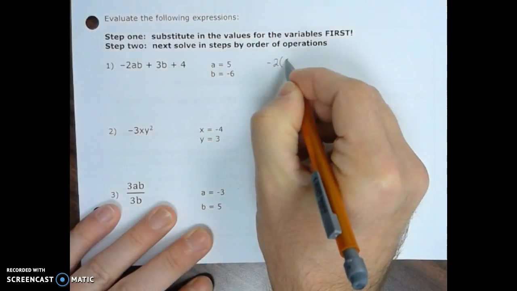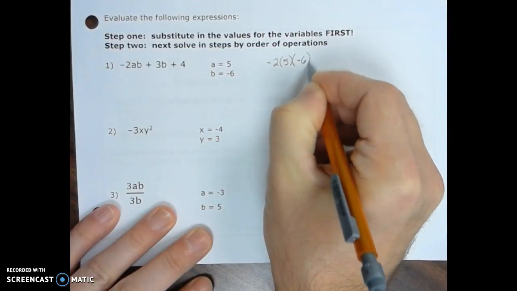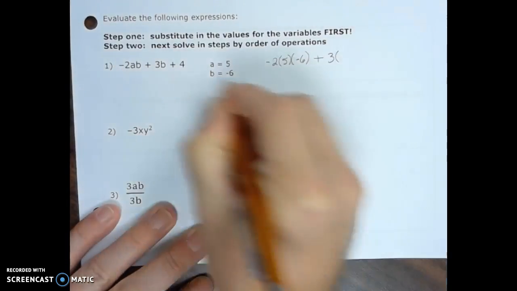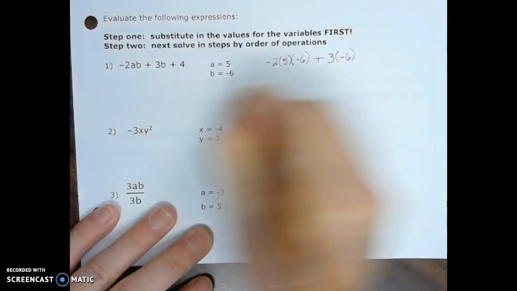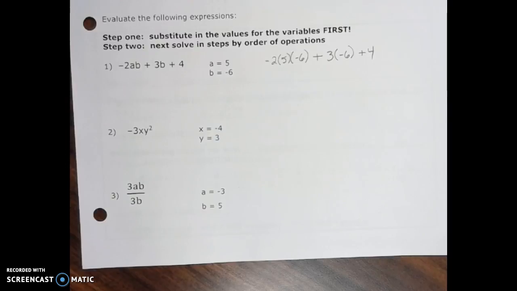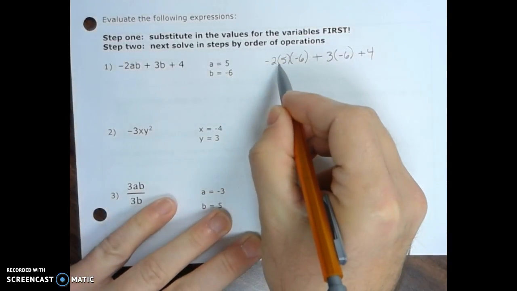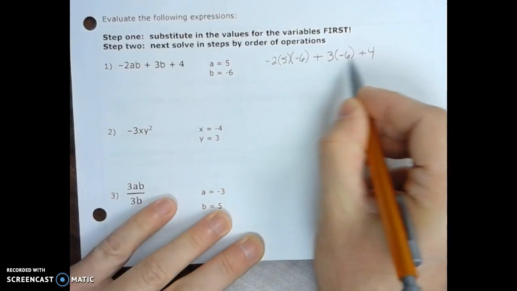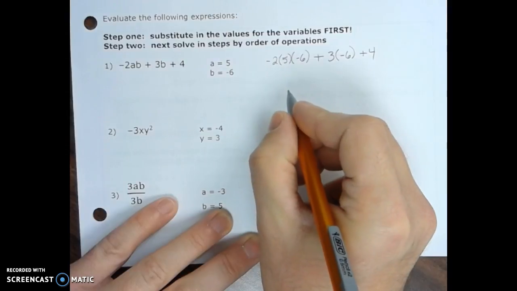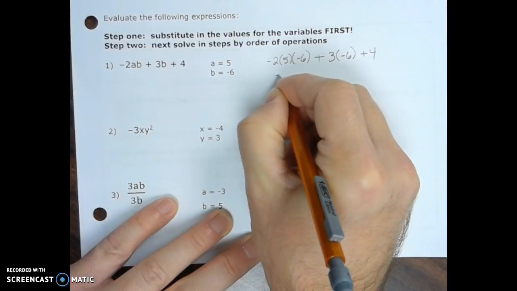-2 times a is 5, and b is -6, plus 3 times b. 3 times b is -6, plus 4. After you do the substitution, then you just follow your order of operations until you can evaluate the expression. In this first case, I'm going to multiply -2 times 5. I see multiplication, addition, more multiplication, more addition. I'm going to do my multiplication first. -2 times 5 is going to equal -10.